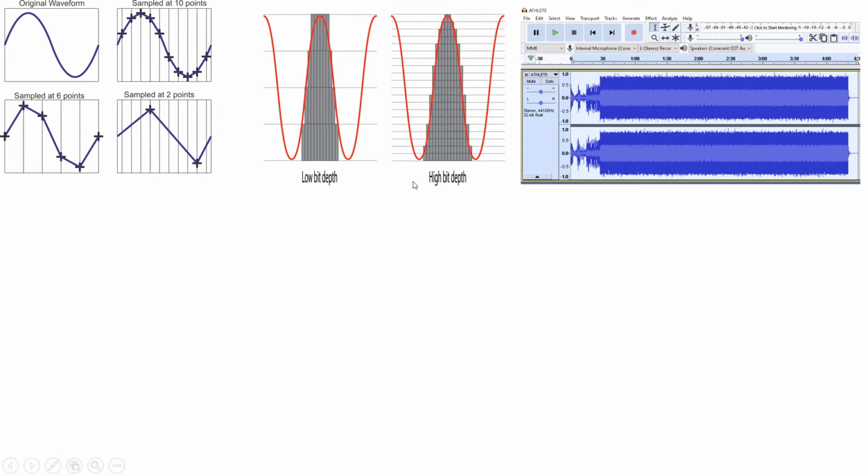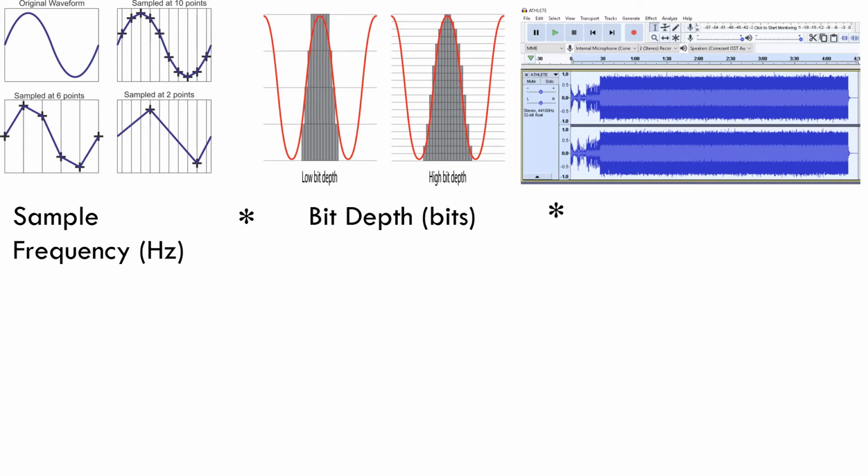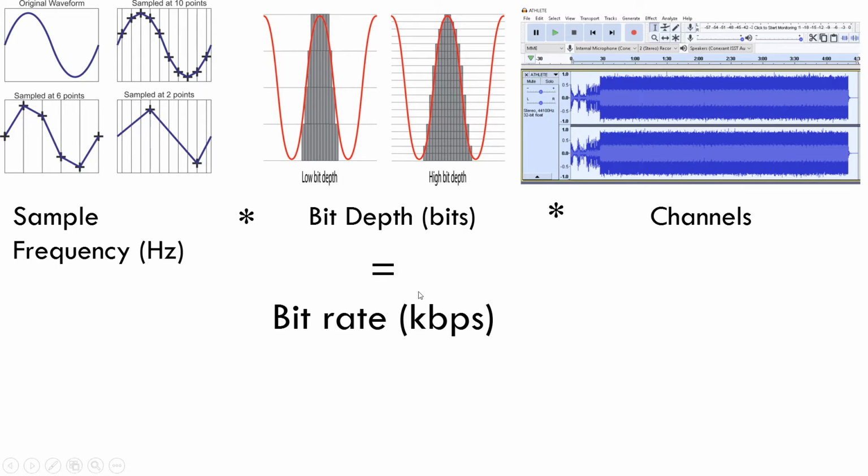So you've got less data. So how do we calculate the file size for an audio file? Well, first of all, the first useful formula is based on the sample frequency, which is measured in hertz. We multiply by the bit depth, which is in bits, and we multiply by the number of channels. That gives us the bit rate. As you can see here, that's measured in kilobits per second.